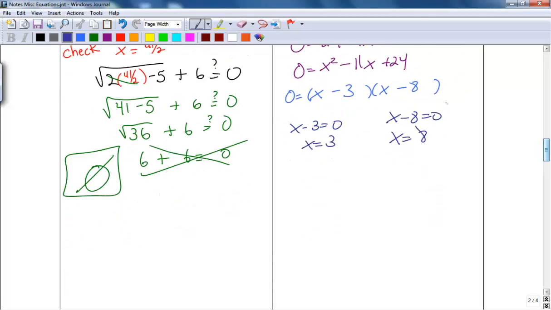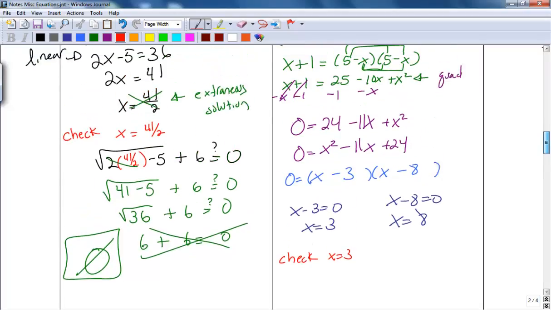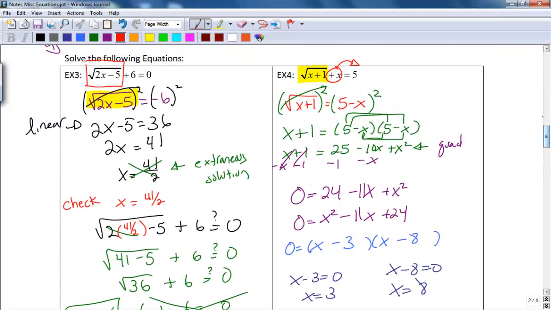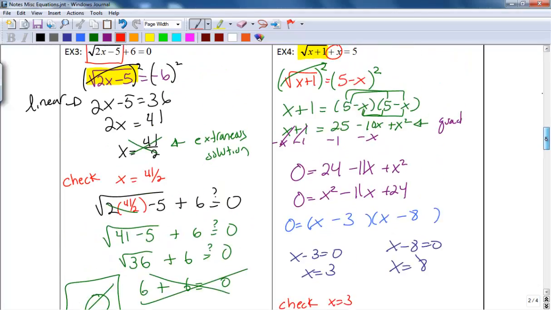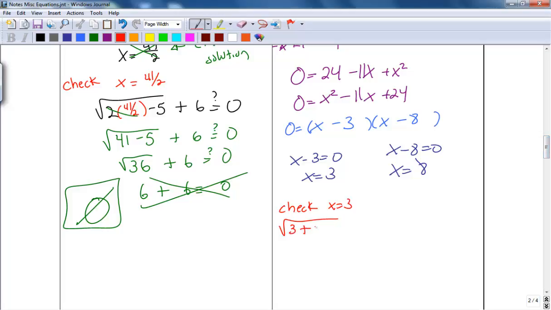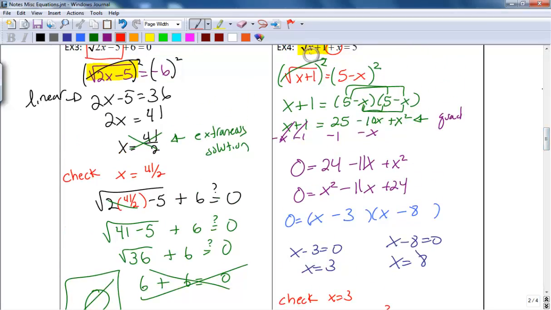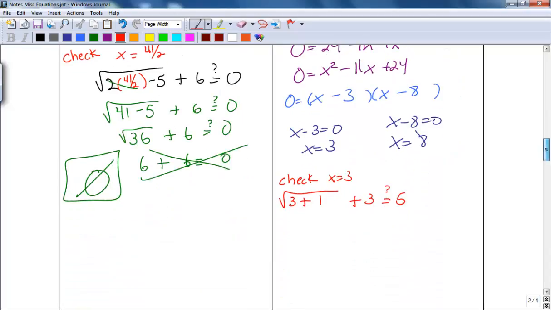The very last step when you're solving radicals is that you must check. So let's go ahead and check both of these. I'm going to start with the check of x equals 3. When you check, you plug that value back into the original equation, in place of all the x's. So I get the square root of 3 plus 1, and then it's plus x, so plus 3, and with a question mark, does this equal 5? We had the square root of x plus 1 plus x equals 5. So when I'm checking it, instead of x, I write 3 plus 1 plus 3, and we're trying to figure out if that equals 5.